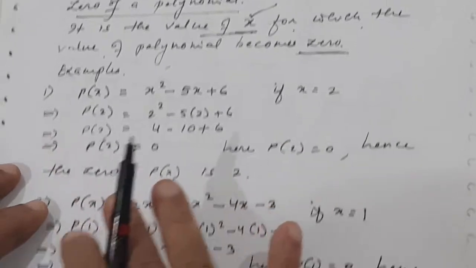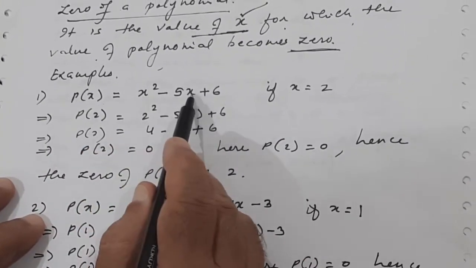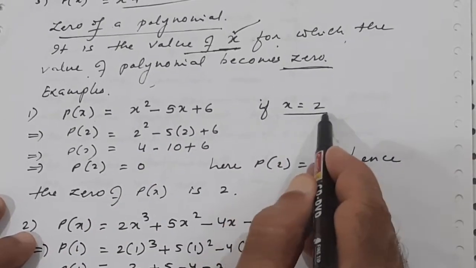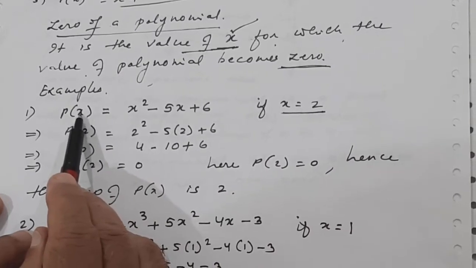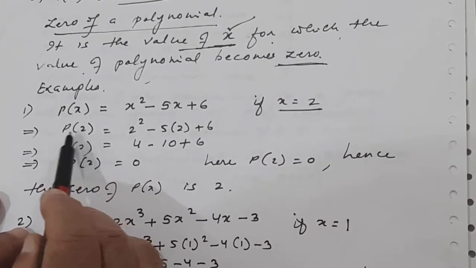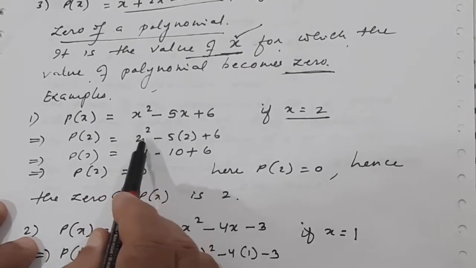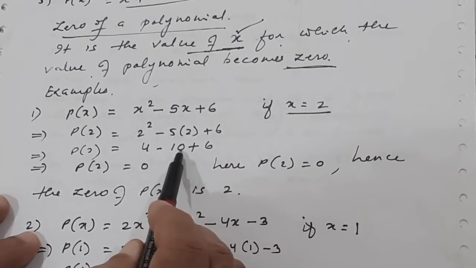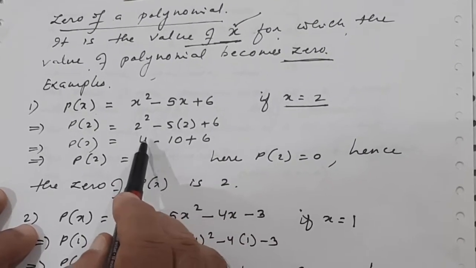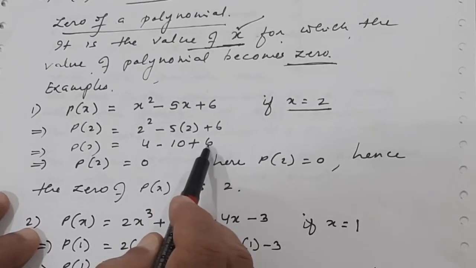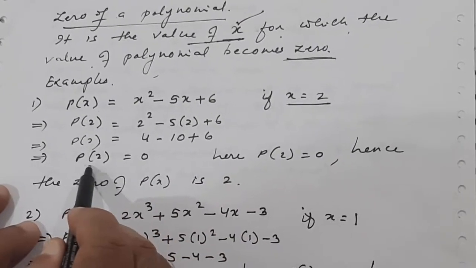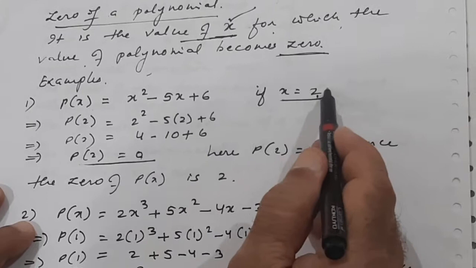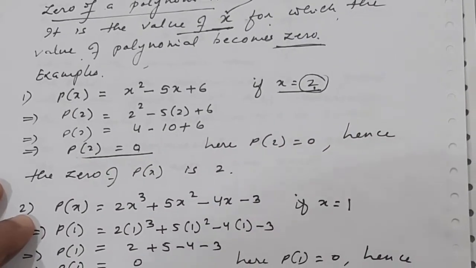Let us take an example. Now p of x is equal to x square minus 5x plus 6. This is a quadratic polynomial. I have taken x is equal to 2. Substitute 2 for x. P of 2 is equal to 2 square minus 5 into 2 plus 6. Minus 5 into 2, minus 10. Square of 2 is 4. Now 4 minus 10, minus 6. Minus 6 plus 6, 0. So the value of the polynomial becomes 0 at x is equal to 2. Therefore 2 is the 0 of the polynomial.